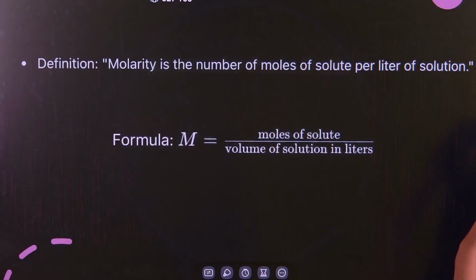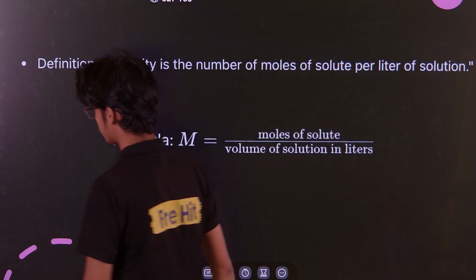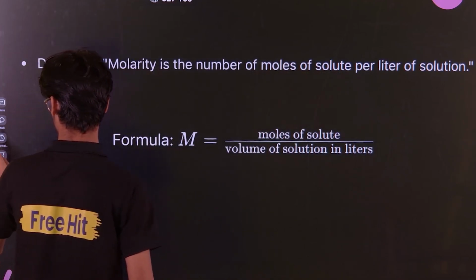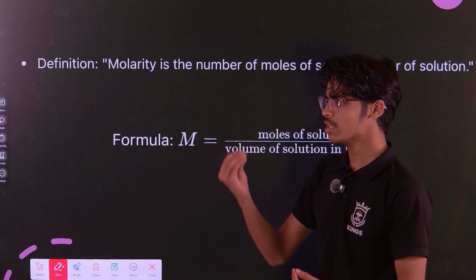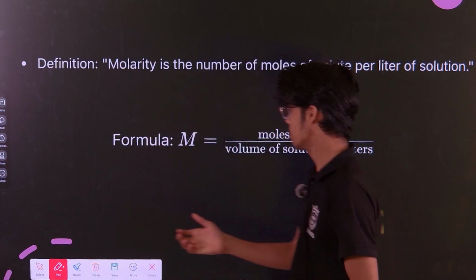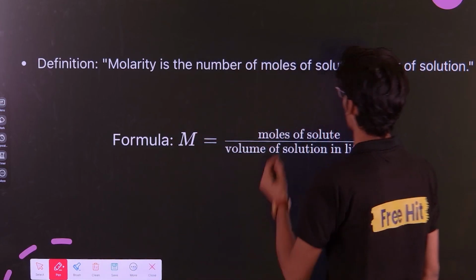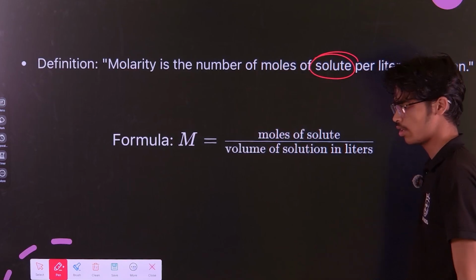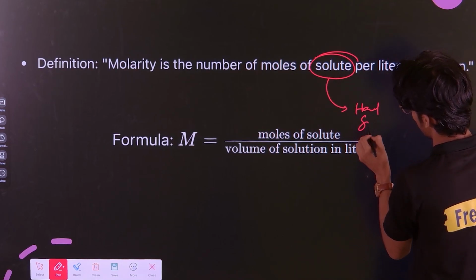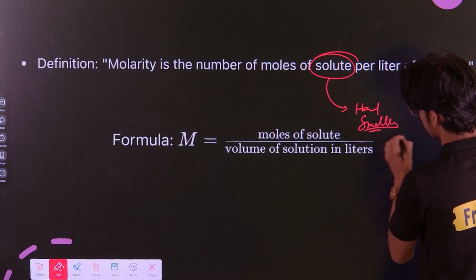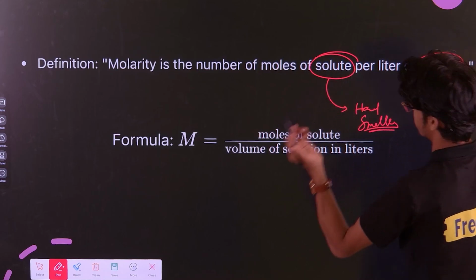So I hope everybody is familiar with the definition of molarity. Can you tell me what is molarity? The definition of molarity is that it tells us how many moles there are in a unit volume. Now I hope you know what is solute and what is solvent. Tell me what is solute. Solute is the hard particle, and it is smaller in quantity. Solvent is not mentioned here.